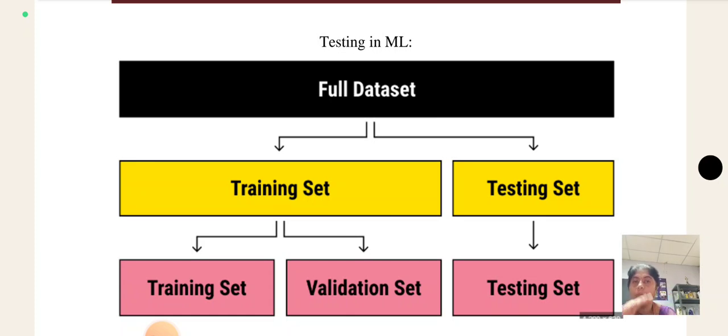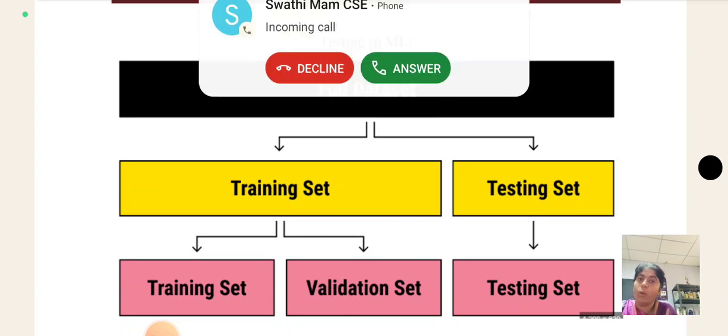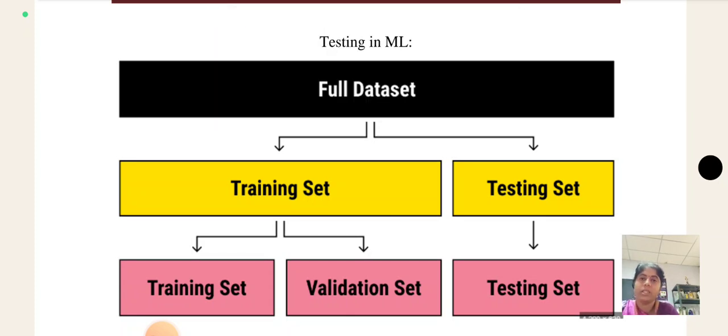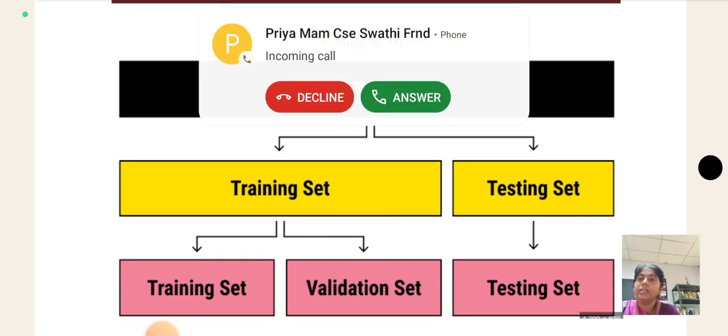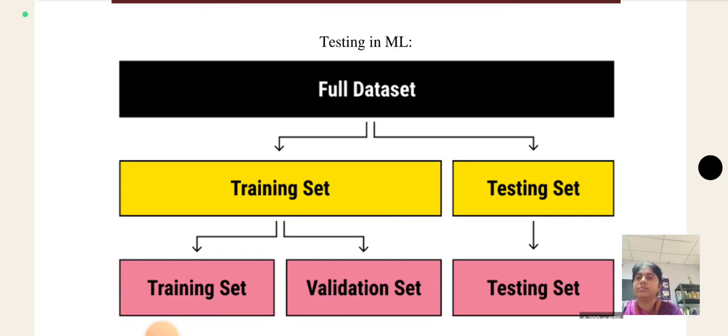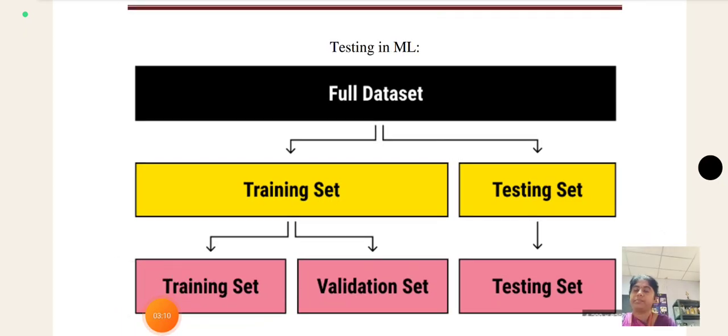Here, for example, I am using a data set having 1000 rows, and I am training a model. Mostly 80% of the data will be taken for training and 20% for testing. So in this we are taking 80% of the data for training and 20% for testing.